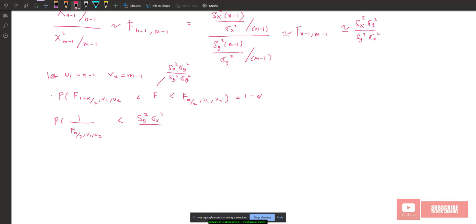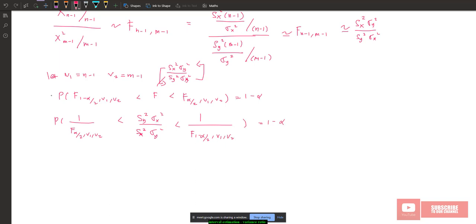Because what happened here is I flipped this one. So I put this one on top and this one at the bottom. So everything is flipped. Right? So this is sx sigma y squared. This is 1 over f 1 minus alpha divided by 2 v1 v2.